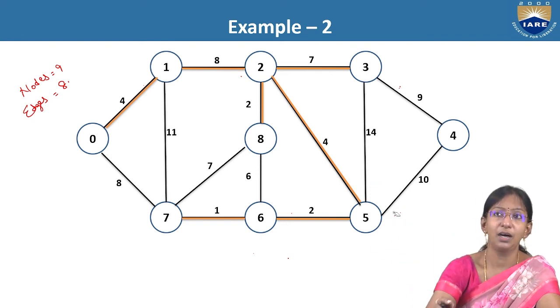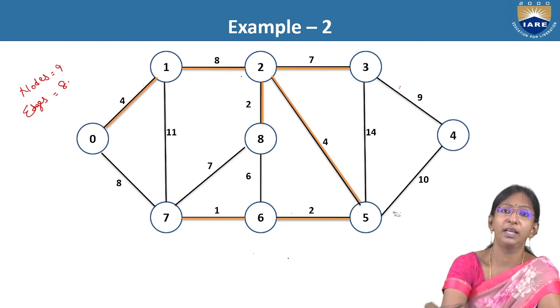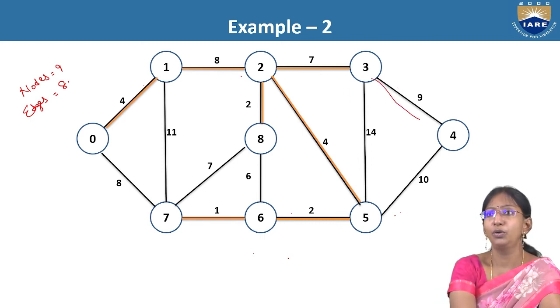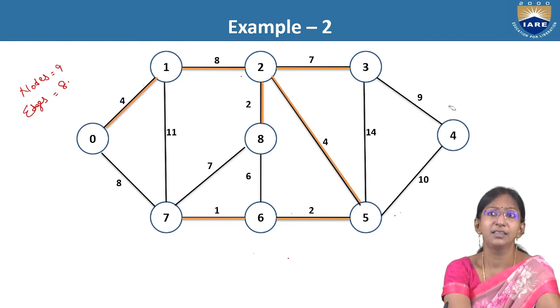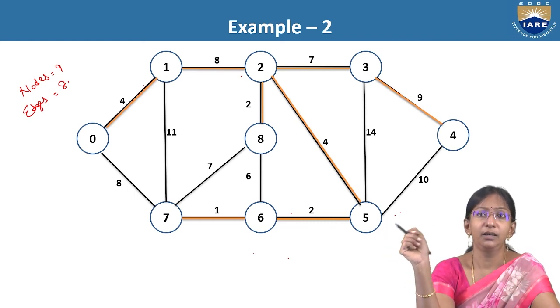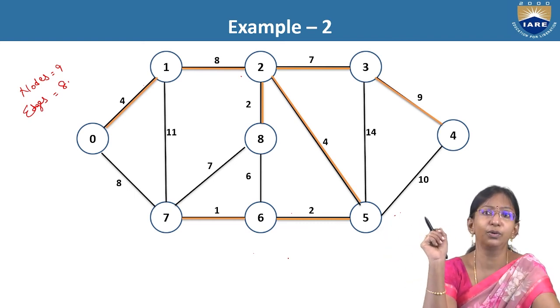So, leftovers are 9, which is an edge between 3 and 4. It is going to help us because if you add this one, you will not get any cycle, right? So, add it. Right? So, how many edges do you have, my dears?